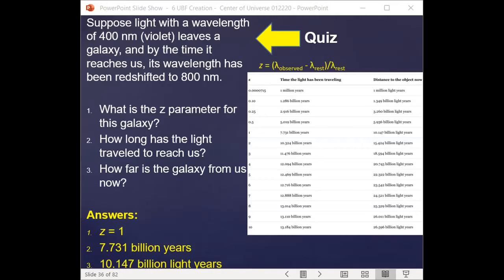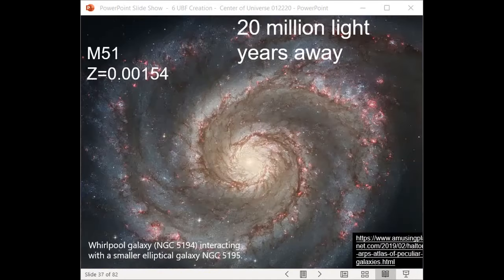Okay, so that is how you go about this redshift. That's how scientists can figure this out. I'm just giving you an example for you to understand. For example, the z parameter of a galaxy 20 million light years away is about 0.00154. See, so z is 1, z is 10. That is a crazy number.